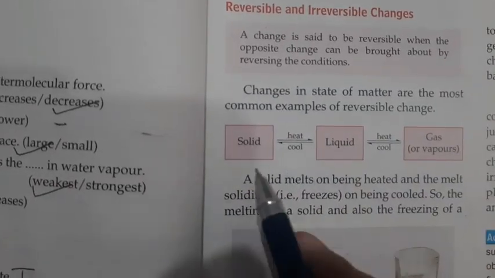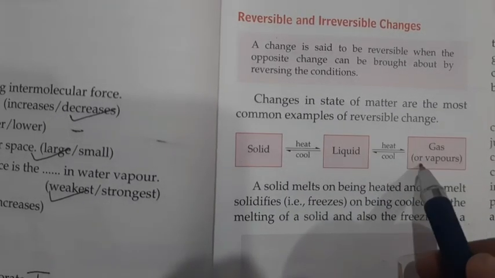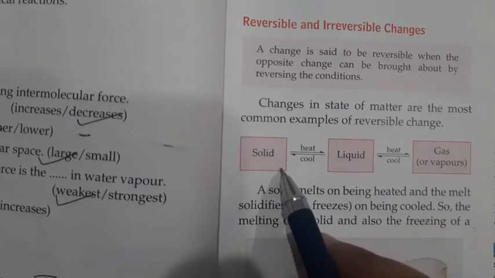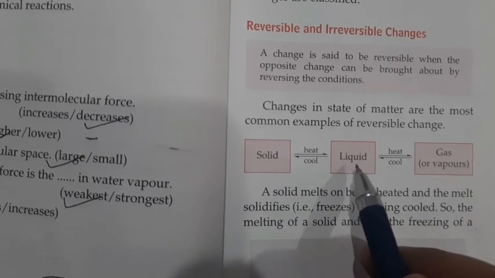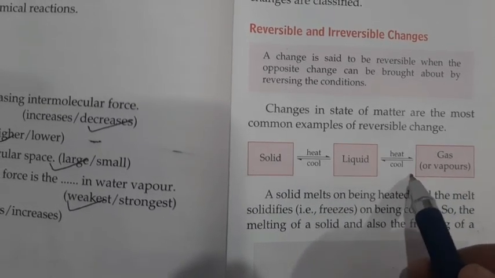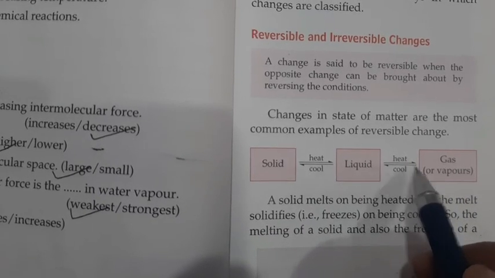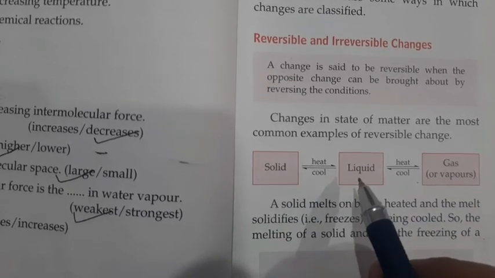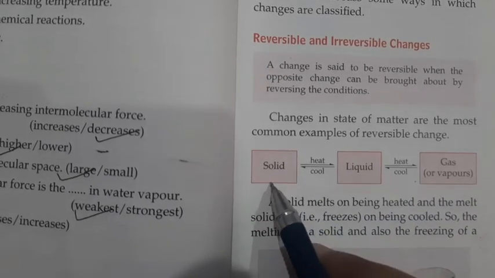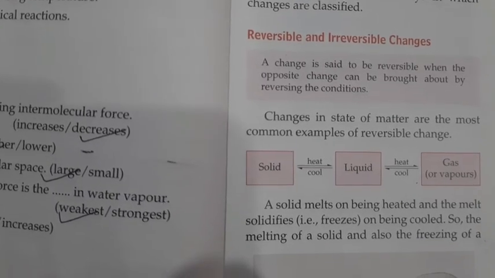Like this is a physical change. Here solid is converted into liquid and then liquid is converted to gas. Heat is required. For example, ice is there, heat is required, it changes to liquid, meaning water, and then heat is required, it changes to vapor. But if you want to convert vapor to liquid, then you have to cool it. And if you want to change liquid water to ice, then you need freezing temperature, right?